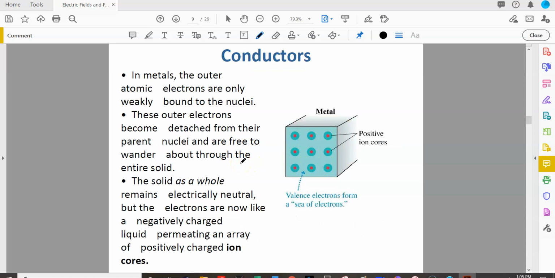Conversely, in a conductor, the electrons are loosely bound, or weakly bound, to the nuclei. So the electrons here will actually very easily hop from one object to another. Okay? So the electrons can essentially drift from one side of the object to the other side of the object.